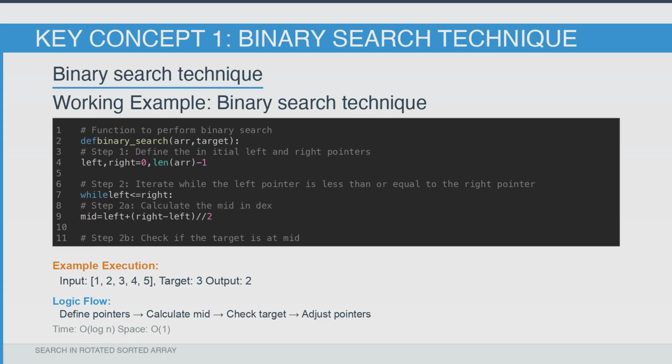If the target is greater than the midpoint value, we adjust the left pointer to focus on the right half of the array. Conversely, if the target is smaller, we move the right pointer to focus on the left half. If we exit the loop without finding the target, we return -1, indicating that the target is not present in the array. This efficient method allows us to quickly locate values, even in a rotated sorted array.